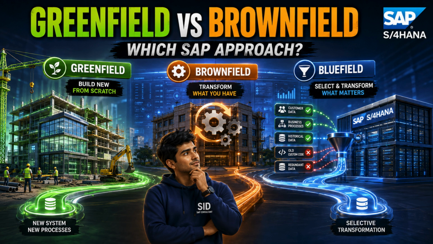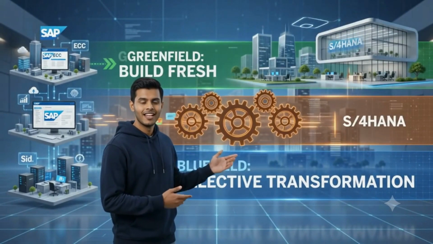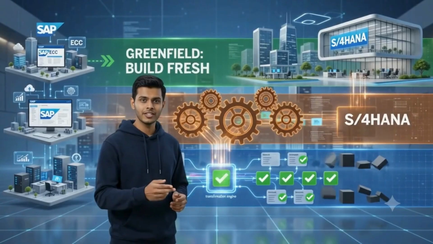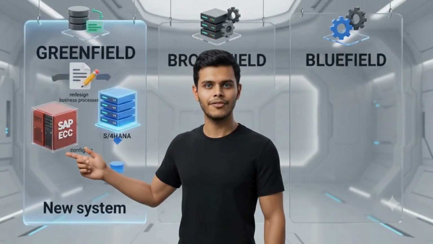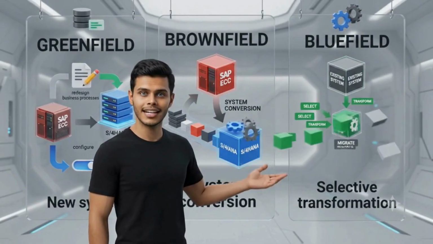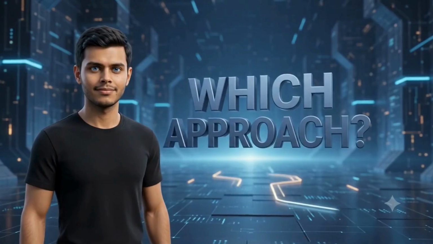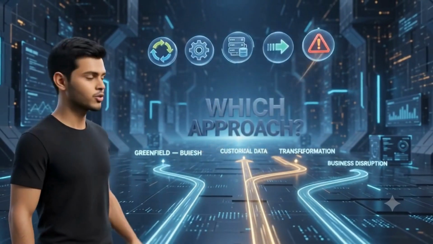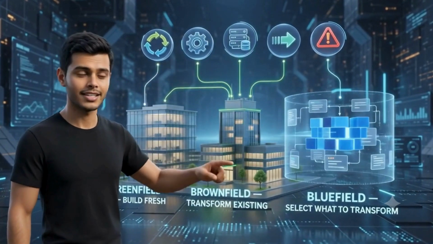In this video, let's discuss the various implementation approaches in SAP. Moving from ECC to S/4HANA? There are three paths: Greenfield, Brownfield, and Bluefield. Greenfield builds new. Brownfield converts existing. Bluefield selectively keeps, transforms, or discards. Choose Greenfield to transform, Brownfield for continuity, or Bluefield for selective transformation.